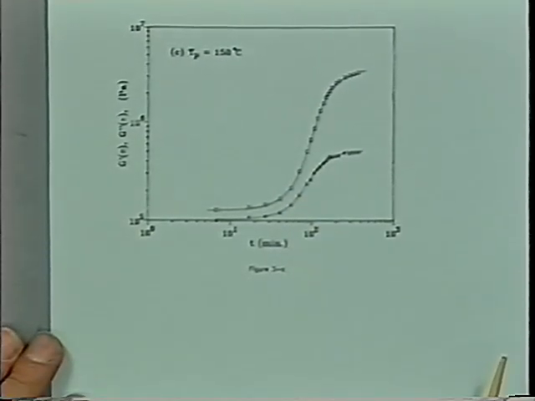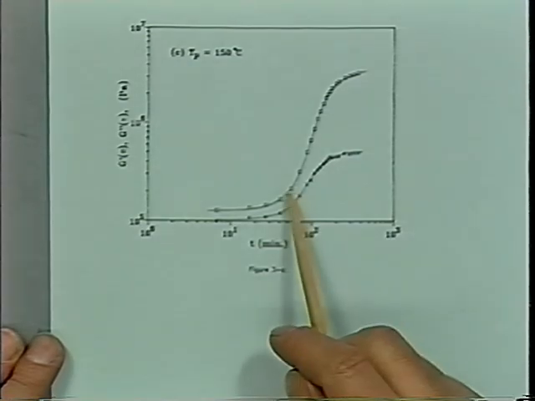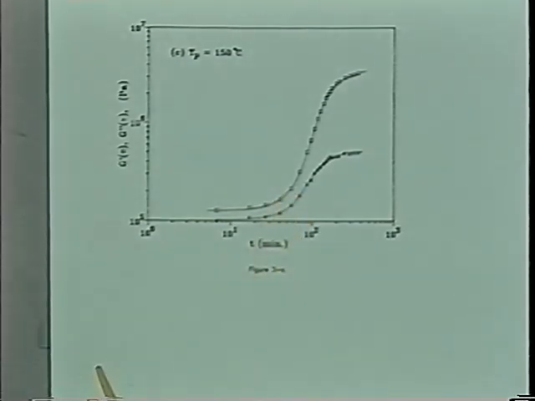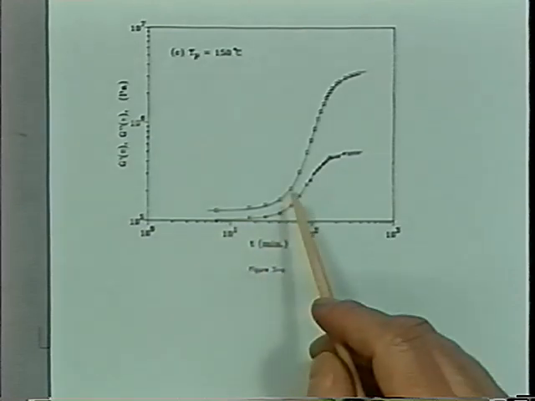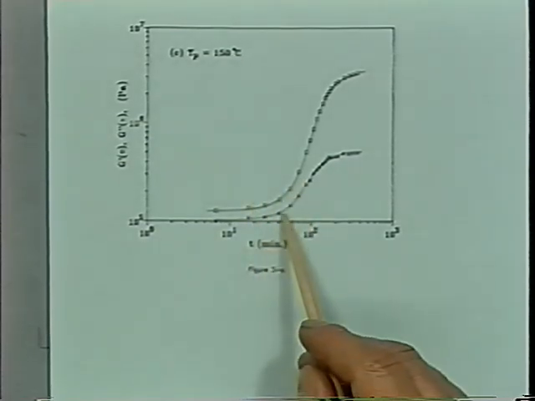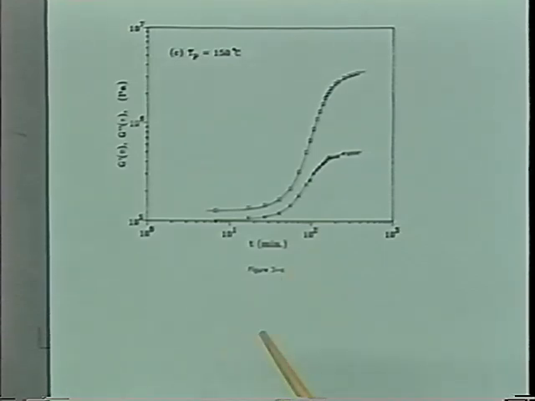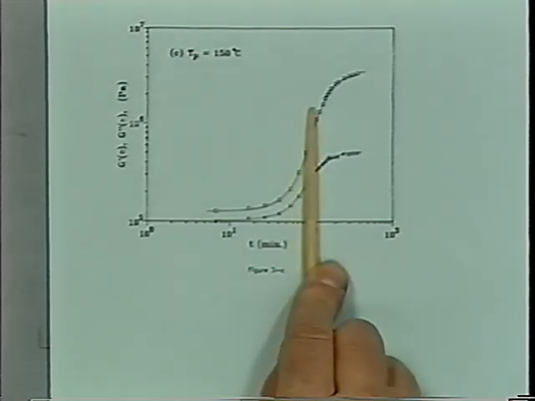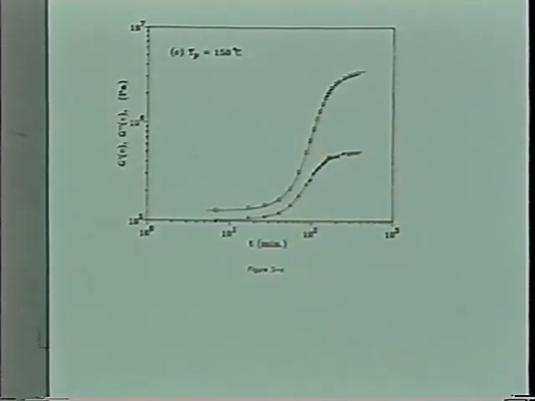Note that at this frequency, which is 1 radian per second, G prime is always larger than G double prime. And this is because of the fairly high molecular weight, the high elasticity of the sample we will be looking at. So we have a sample which undergoes gelation. Gel point is somewhere here. But G prime, G double prime never cross each other.